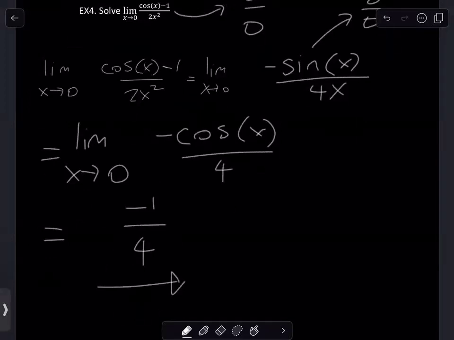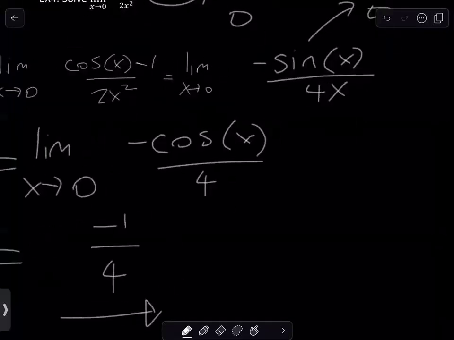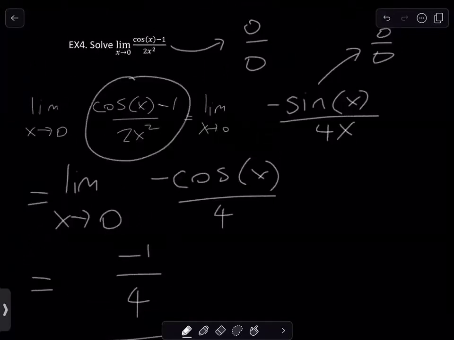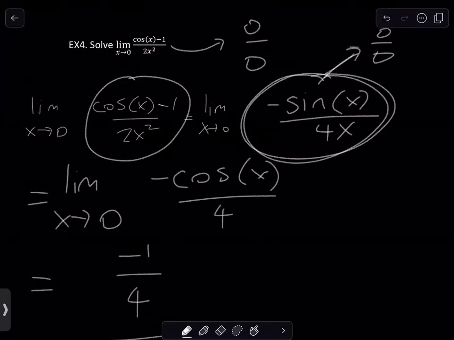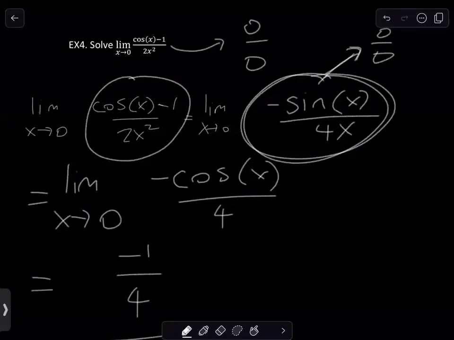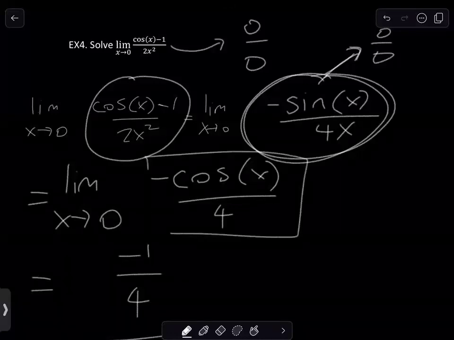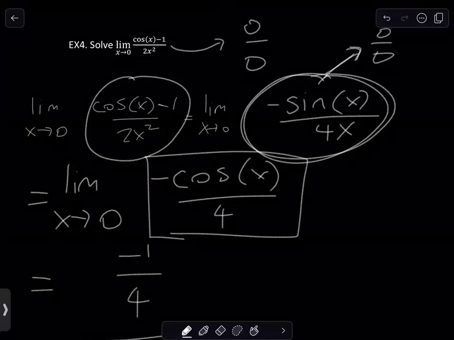So in this example, we had to use Bernoulli's rule twice. Once, because when I made a direct substitution for that one, it gave me an indeterminate form, 0 over 0. And then again, because when I used Bernoulli's rule, the new limit also gave us an indeterminate form, 0 over 0. Then I used Bernoulli's rule for a second time, and when I made a direct substitution, we got a valid answer of -1/4. Okay, so that's how you handle example 4.